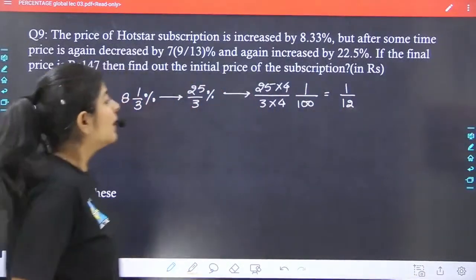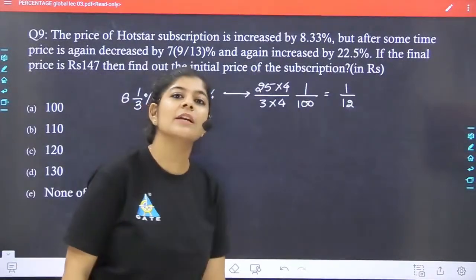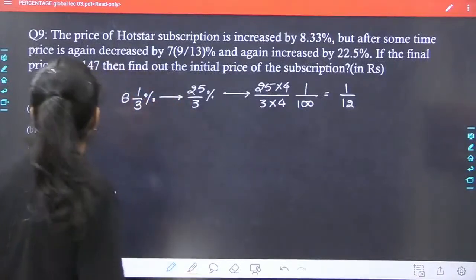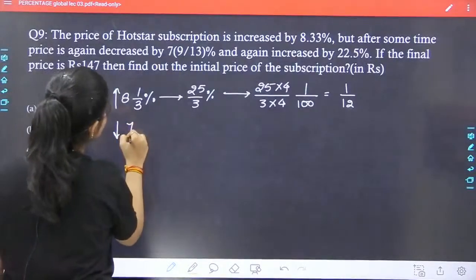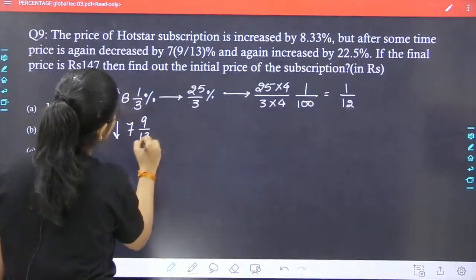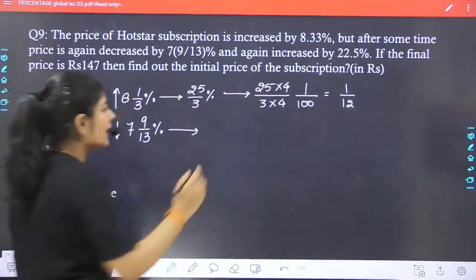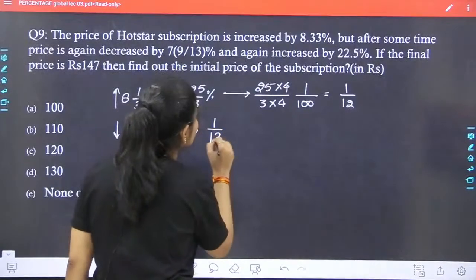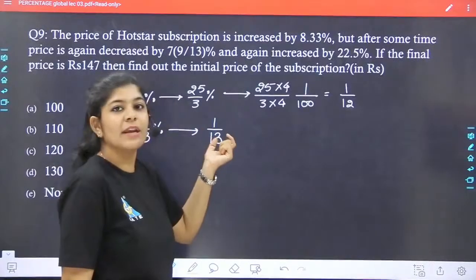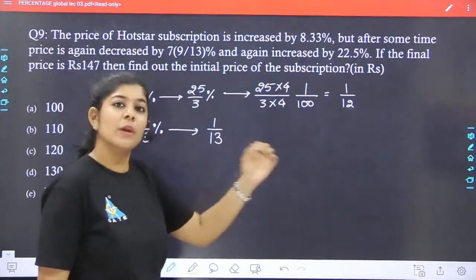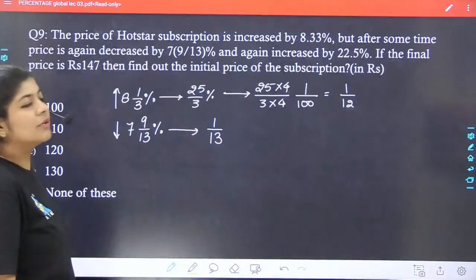That means if the initial value of the subscription is 12, it is increased by 1 and it will become 13. Now again there's a decrement of 7 9 by 13%, and I can write it as 1 by 13 in the fraction. That means if the value of the subscription is 13, it will decrease by 1 and it will become 12 rupees, right?